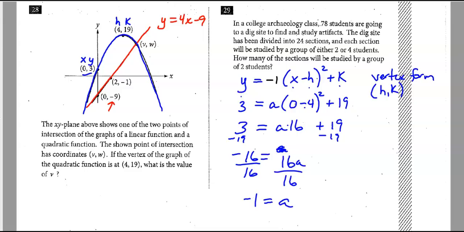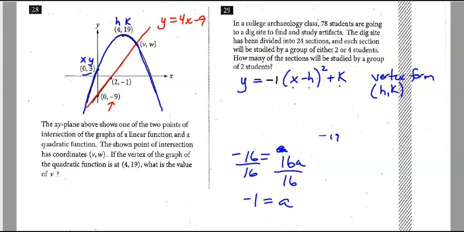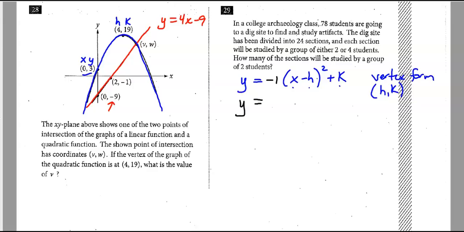Now I'm going to resolve this thing, sticking h and k in there. So that whole first thing was just to get a. Now I got to stick h and k in there. So I'm going to just go y equals -1 x minus h plus k. And this is going to give me a true equation that I could punch into a graphing calculator.